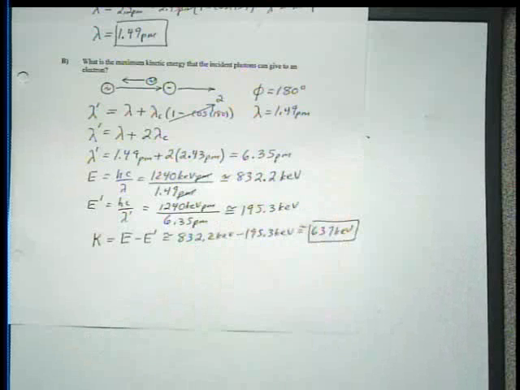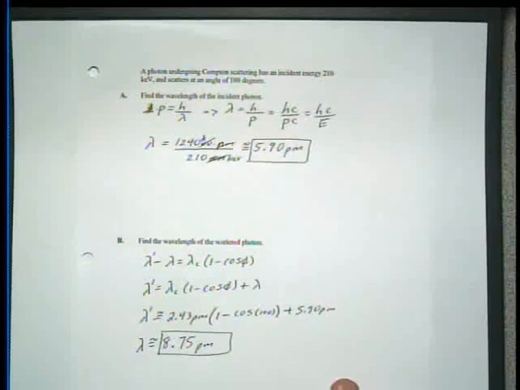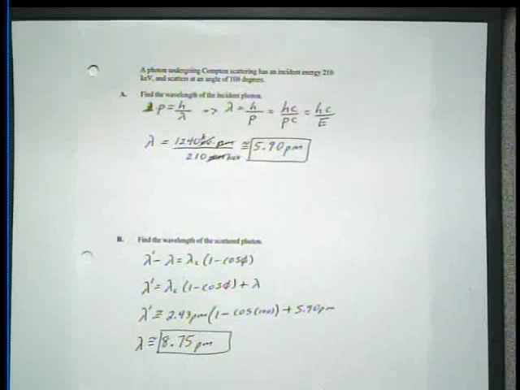I think I have another one. It came from a different test. I won't go through the whole thing, but I'll show you a similar type of problem. In this case, the photon undergoing Compton scattering has an incident energy. So this time they told you the energy coming in. They give you lambda and lambda prime. And they told you it scattered at 100 degrees, and then they asked you to find the wavelength of the incident photon, which couldn't possibly be right.